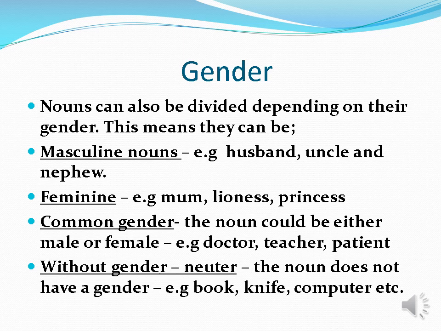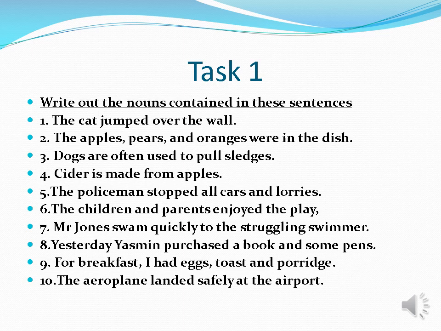Okay, and finally there are some things that we can't put a gender to, so these are called neuter nouns. Examples there: book, knife, computer, etc. In other words, they're neither male nor female. Okay, so moving on to testing yourselves then.